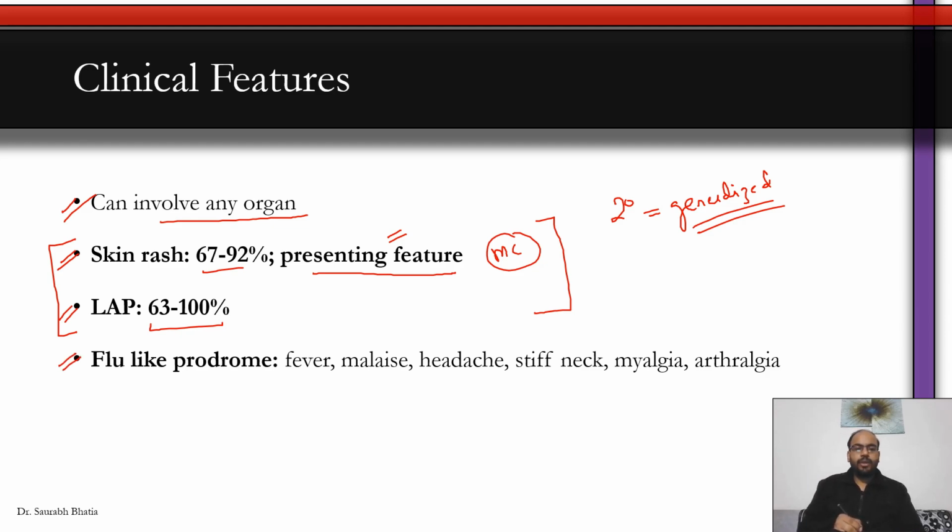Along with that, there is a flu-like prodrome consisting of fever, malaise, headache, stiff neck, myalgia, arthralgia, non-specific body pains. These are all described by the patients in the secondary stage. Let's move forward.